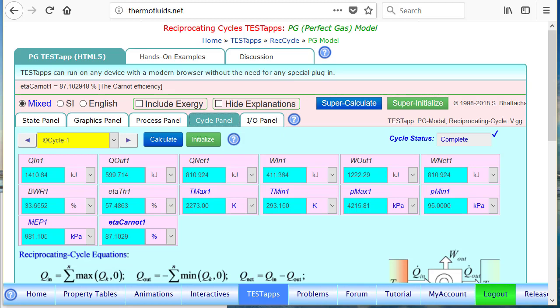Now you can perform any number of parametric studies in this manner.